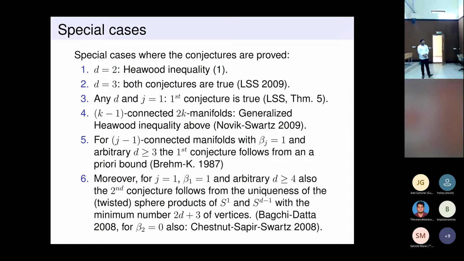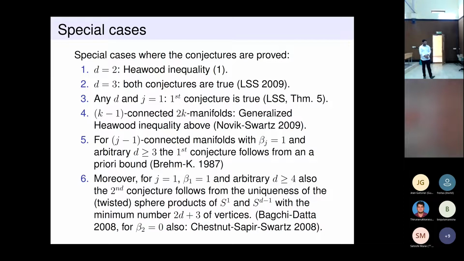For (k-1)-connected 2k-manifolds, this is the generalized Heawood inequality above. Again, it was proved by Novik and Schwartz in 2009. For (j-1)-connected manifolds with beta_j equal to 1, and for any arbitrary d greater or equal to 3, the first conjecture follows from an a priori bound due to Brehm and Kühnel in 1987.